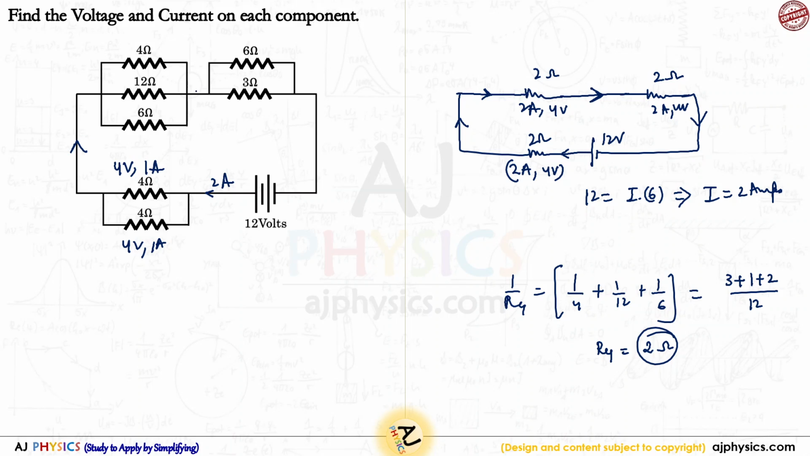Let's go to the circuit further. This has 4 volts and this also has 4 volts, so you can calculate the current over here. This is 4 by 6 and this is 4 by 3, correct?